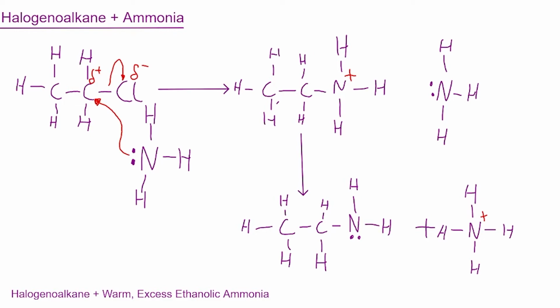So what will happen here is that this nitrogen to hydrogen bond is going to break, like that, going towards the nitrogen atom. And the lone pair from the nitrogen of another ammonia molecule is going to be donated to this hydrogen. And after that, you'll get an amine produced, as well as a positive ammonium ion.